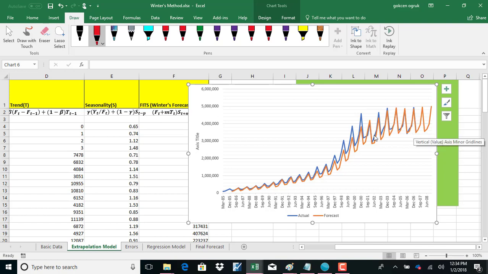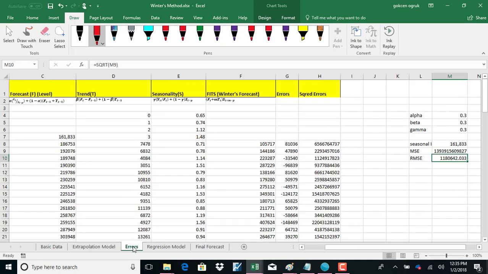As you remember, we assigned random values to alpha, beta, and gamma. In this case, the best way to adjust these smoothing constants is to use Excel Solver. And I will show you real quick how to use Solver. First, click on the second workbook that includes calculations of error statistics. I copied here all the formulas that I have calculated in the previous workbook.